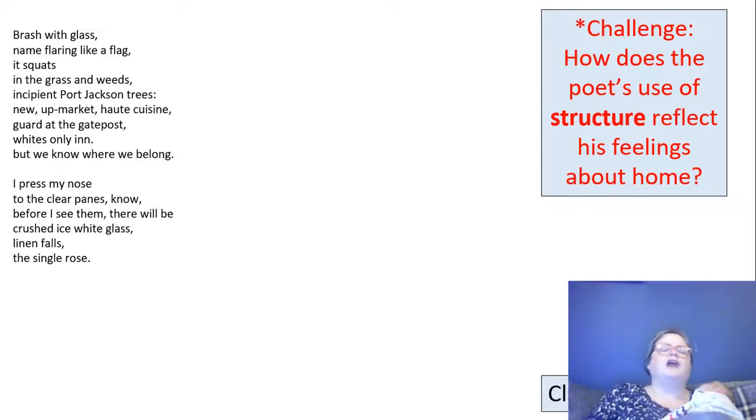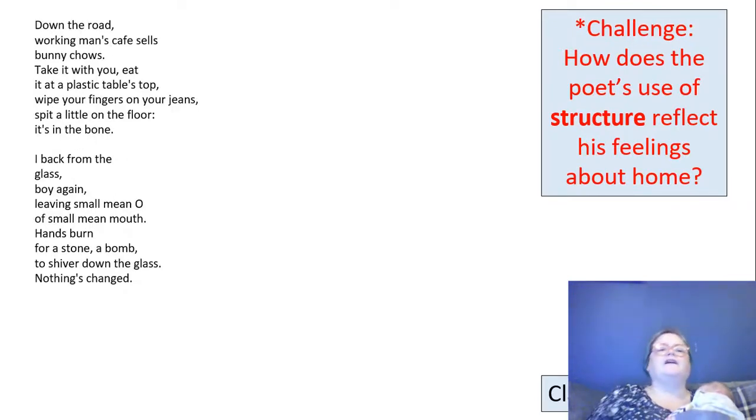So what you've got there is things that represent richness, money, privilege. So that crushed ice, the white glass, the linen. Linen means posh tablecloths or napkins, but really, really posh ones you get when you go somewhere nice, that are thicker than sheets. And of course a rose as well. So these are symbols of wealth and privilege. Pause and annotate this one now. Okay, then the next verse.